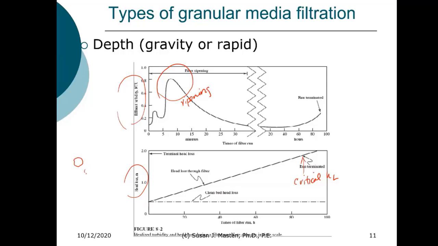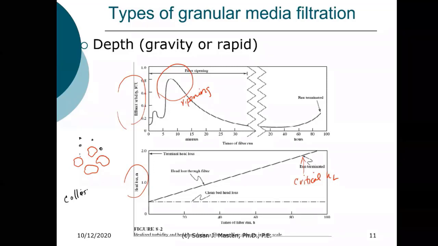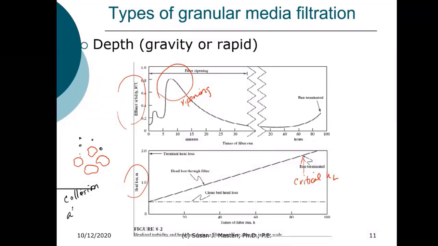So these are our sand particles, and here are our particulates that we're trying to remove. In order to remove particulates, we need two things to happen. We need a collision of the particulates with the media, and we need attachment. So that particulate has to collide with the media, or the collector, and then it has to stick to it. And if it doesn't, it's going to end up in our effluent.